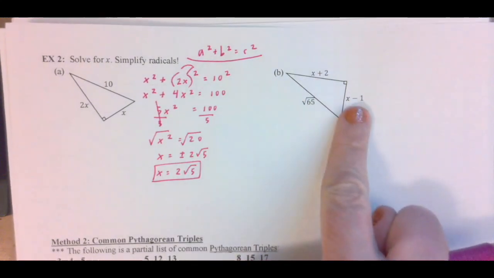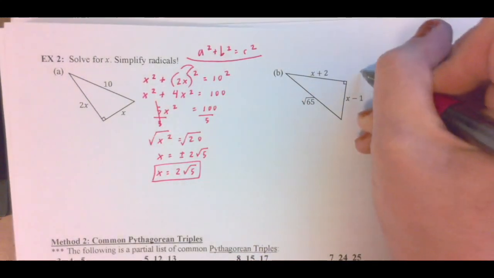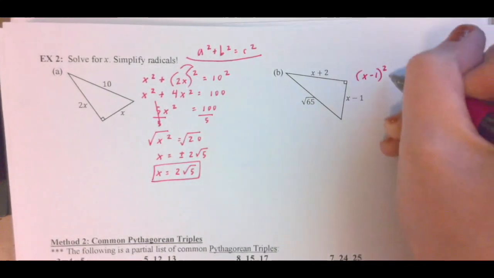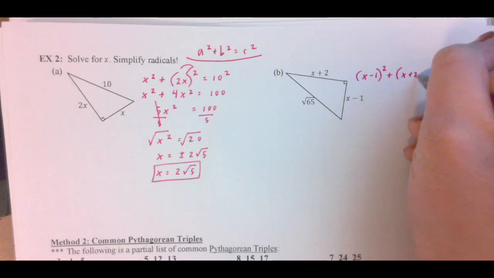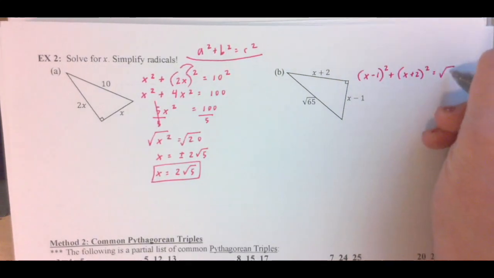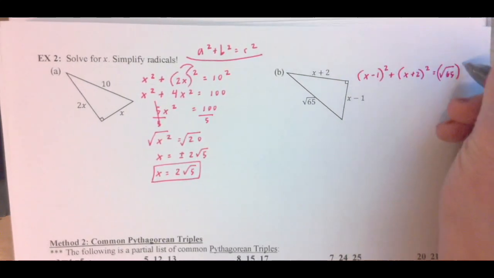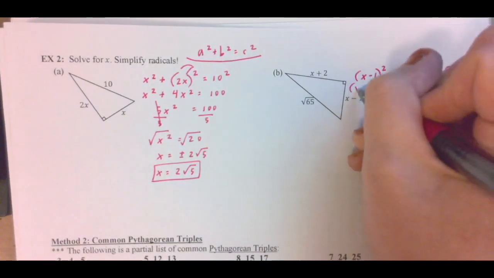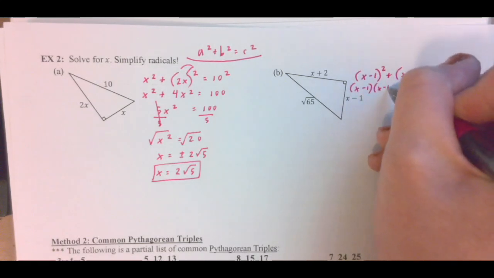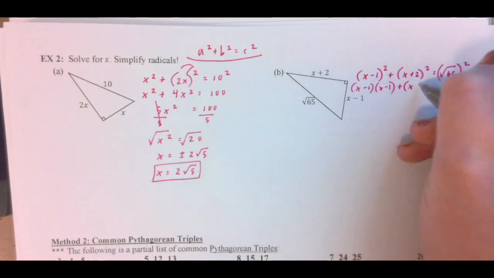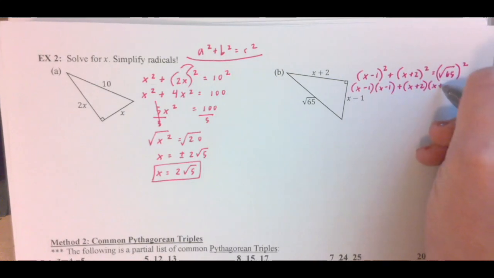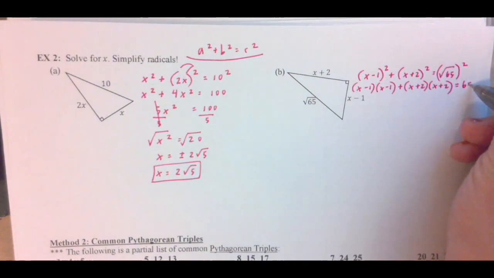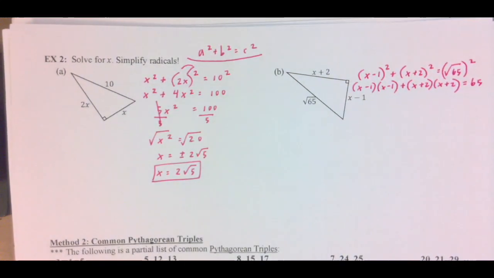So here my two legs are binomials. So I need to make sure I write those in parentheses. So that binomial squared plus x plus 2 quantity squared equals the square root of 65 squared. Whenever I have a binomial squared, I want to visualize it as two separate binomials multiplying out. It's a good visual reminder that we have to FOIL it. If I square a square root, that gives me just the radicand, the number underneath, the 65.